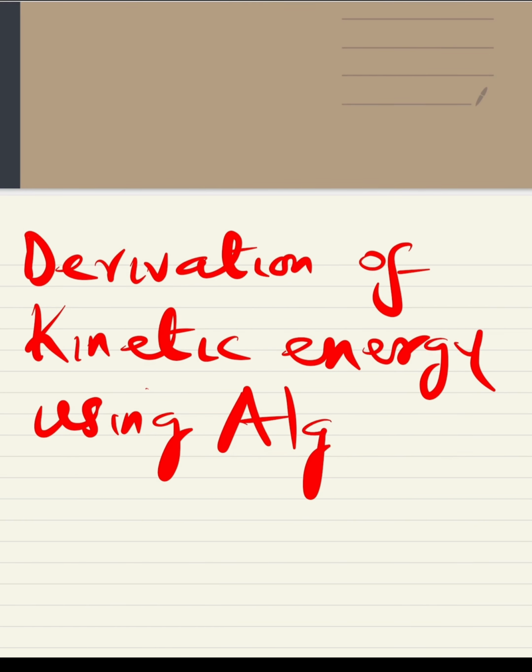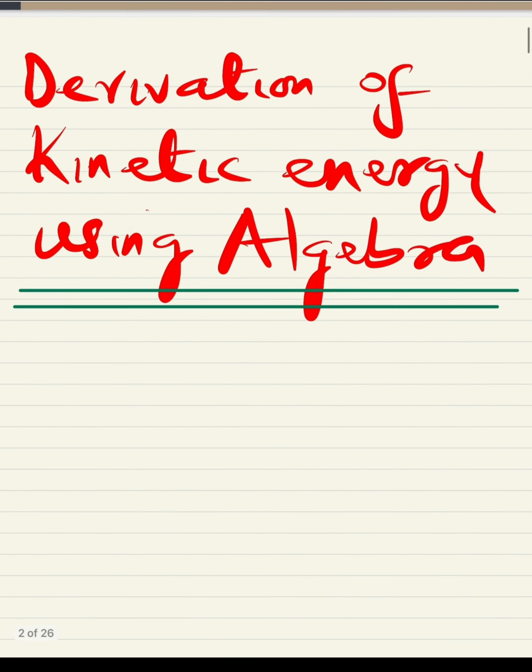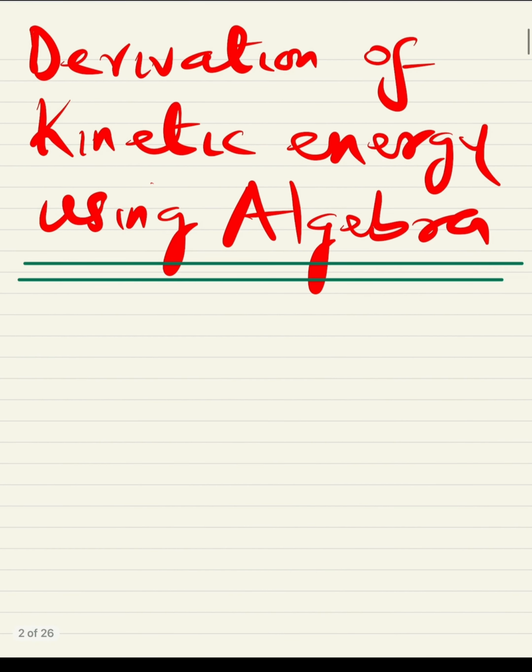Yeah, we are going to be starting from here, and this is the first one we are going to be looking at. Now, if you want to do the derivation of kinetic energy using algebra, right? The first thing you are going to do here is to introduce the work energy theorem. There's something we call the work energy theorem. It's a basic principle in physics.